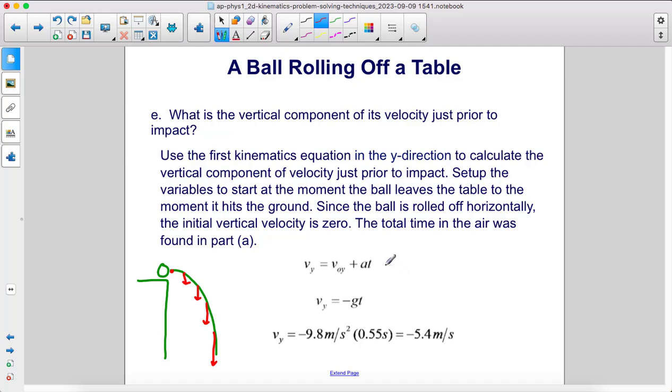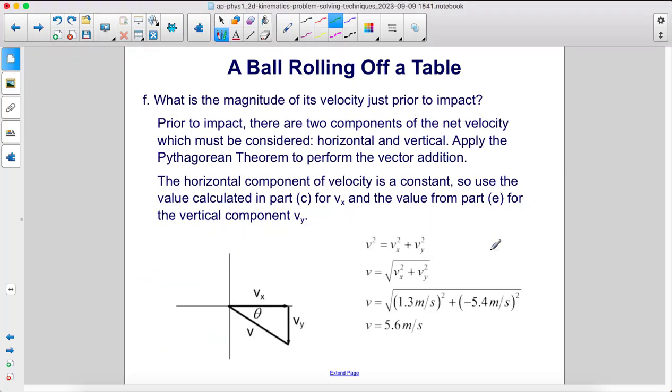So use the first kinematics equation in the y direction to calculate the vertical component of velocity just prior to impact. Set up the variables to start at the moment the ball leaves the table to the moment it hits the ground. Since the ball is rolled off horizontally, the initial vertical velocity is 0. And we already calculated the total amount of time that the ball is in the air. So the ball is accelerating from rest for 0.55 seconds at a rate of negative 9.8 meters per second squared, giving us a final vertical component of velocity of negative 5.4 meters per second.